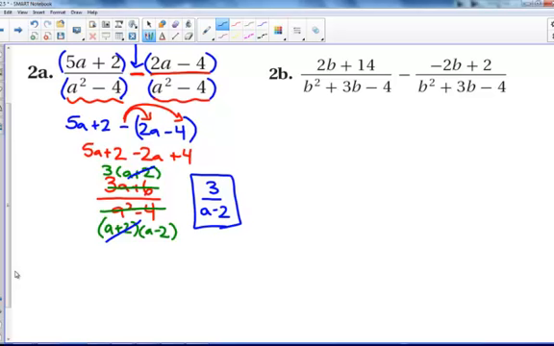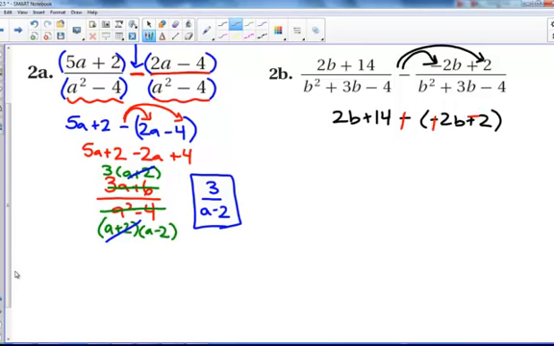Okay, same exact thing. We're going to distribute this negative to both. So 2b, how about if I just write this out again? When I distribute that negative, I'm going to make this a positive, this a positive, this a negative. So 2b plus 2b is 4b, and 14 minus 2 is 12. The denominator, b squared plus 3b minus 4.